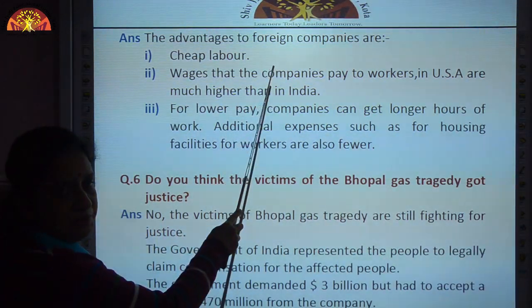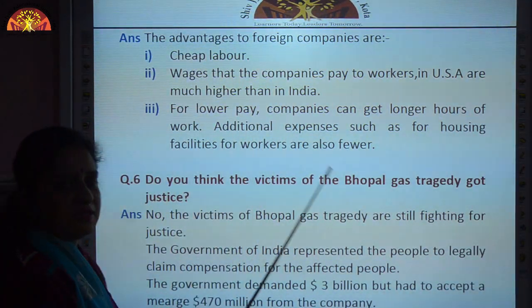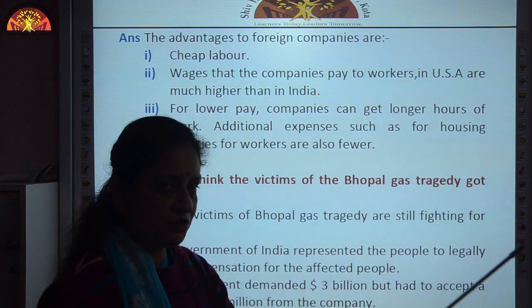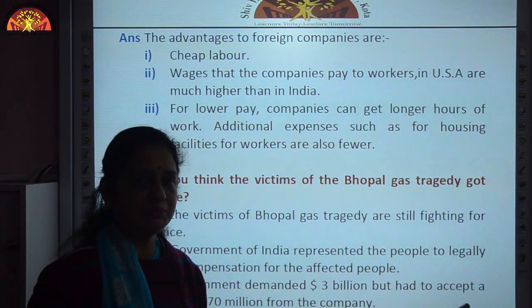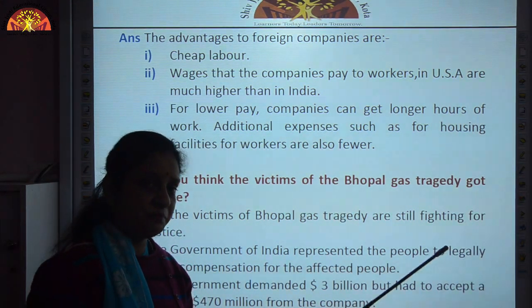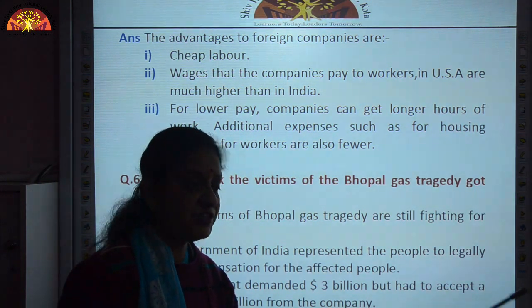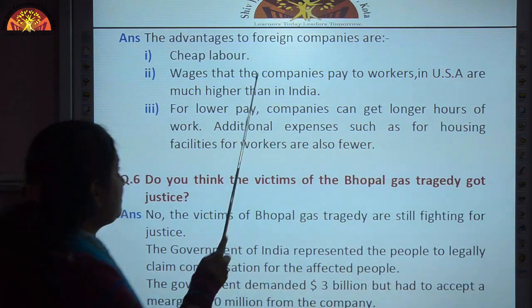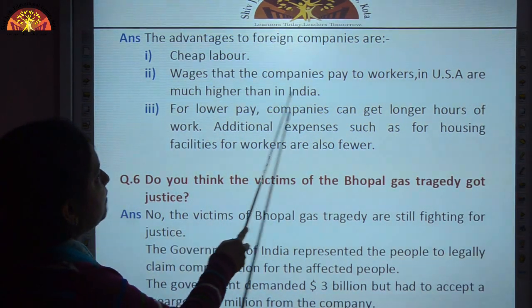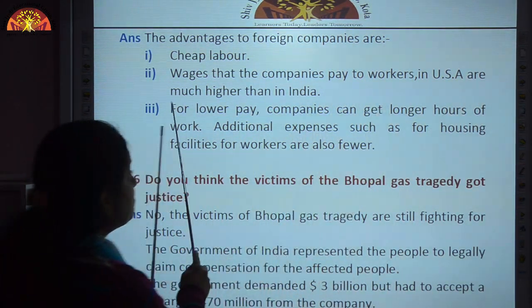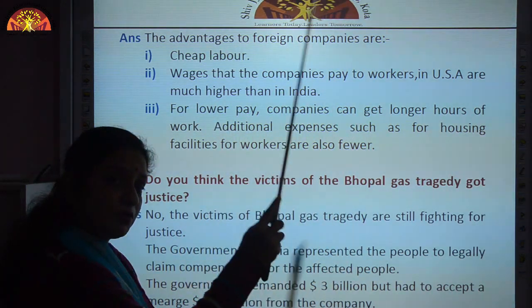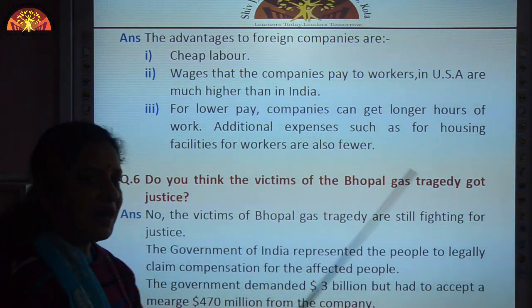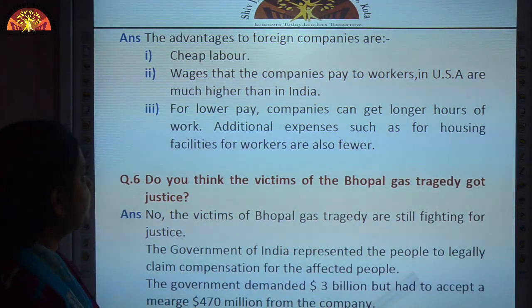I told you, cheap labor. उनको यहाँ पर बहुत इजीली चीप लेबर अवेलेबल हो जाती थी, so they could earn the maximum profit by saving their money which they have to give them in the form of wages. They can save that money. Wages that the companies pay to the workers in USA are much higher than in India. वहाँ पर उनको बहुत ज़्यादा देना पड़ रहा था, तो उनका मार्जिन, उनका प्रॉफिट कम हो रहा था.